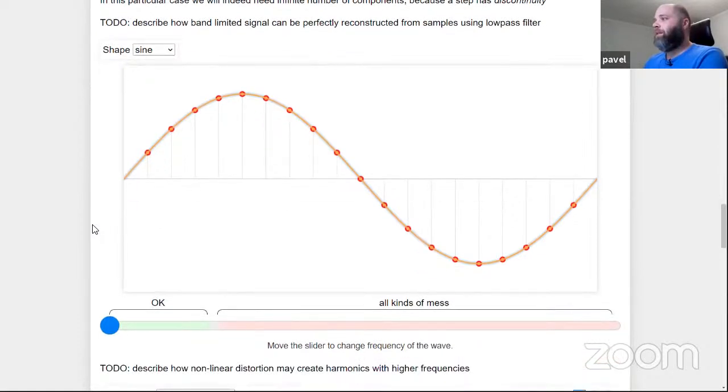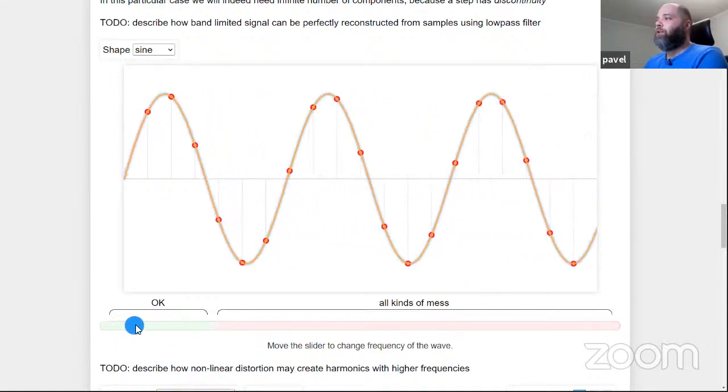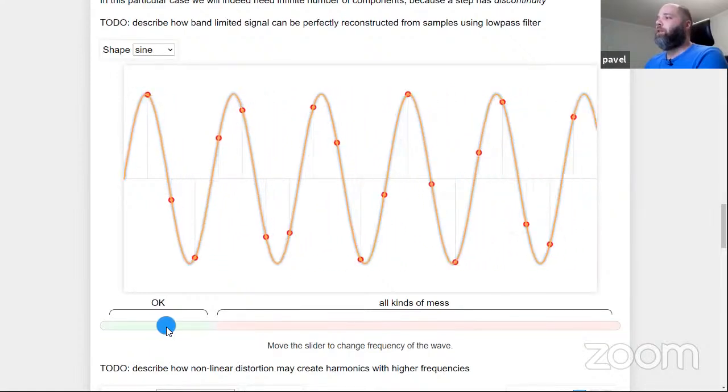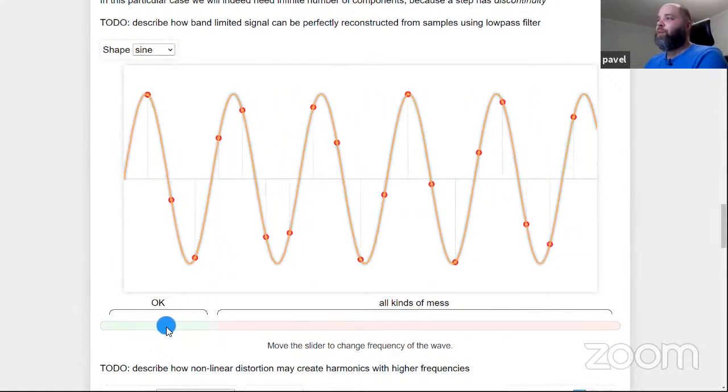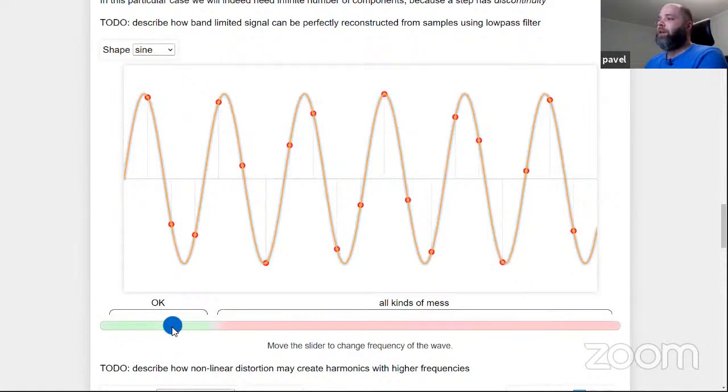Let's look at another example. So here our initial signal is a sine wave, and we get some evenly spaced samples, and we can with this slider change the frequency of our initial signal, and we see that our samples change with the initial signal, and nevertheless we can reconstruct almost perfectly the initial signal from those samples. So the initial signal is blue, and the reconstructed signal is orange.